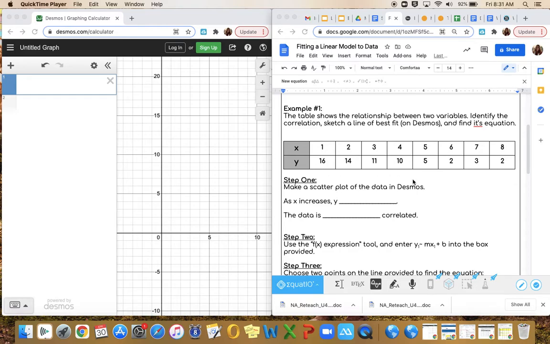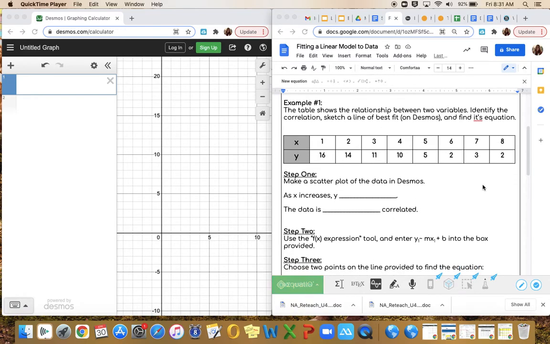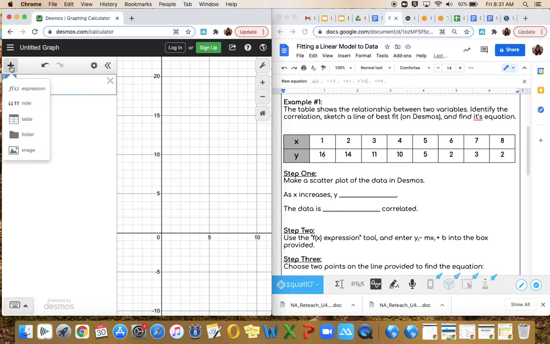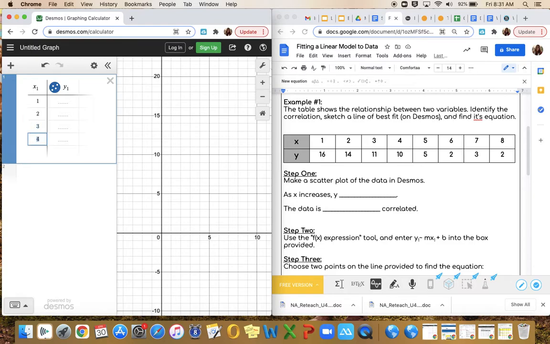So this table here we see is a relationship between two variables, and we're trying to figure out its correlation and sketch the line of best fit and then find its equation of the line. So first off, what we want to do is, taking this information, we want to create a table in Desmos with all of that information. So we're going to put in all of our x values.